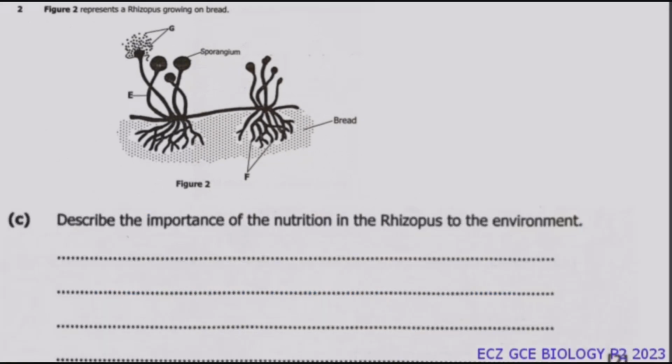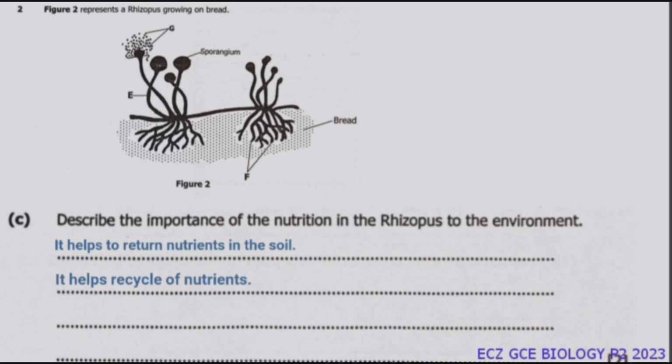Question 2c was as follows. Describe the importance of the nutrition in the rhizopus to the environment. Number 1, it helps to return nutrients in the soil. 2, it helps to recycle nutrients.